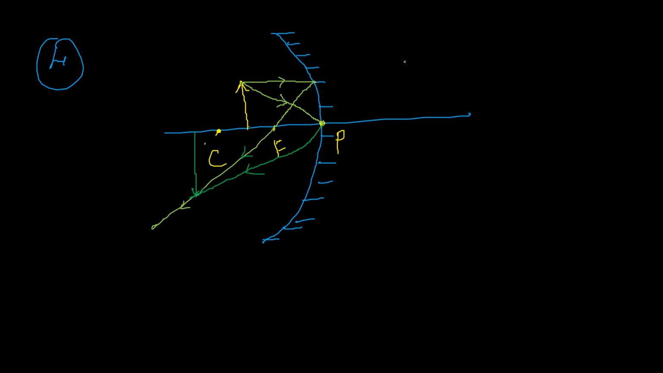So here we have to understand, object between C and F, image will form beyond C. Nature of the image is real, inverted and enlarged. And the next one, fifth one you can see.